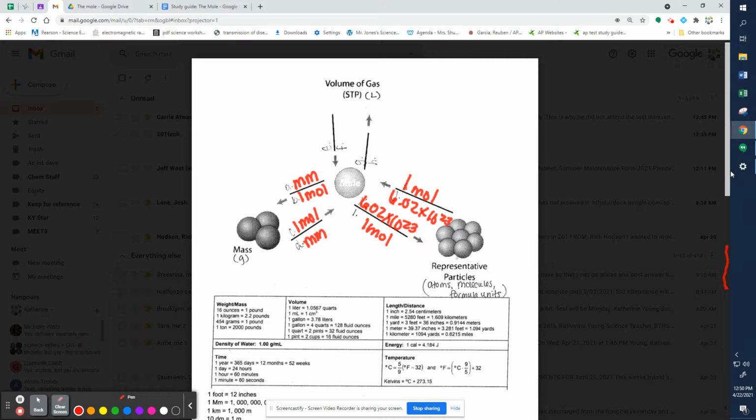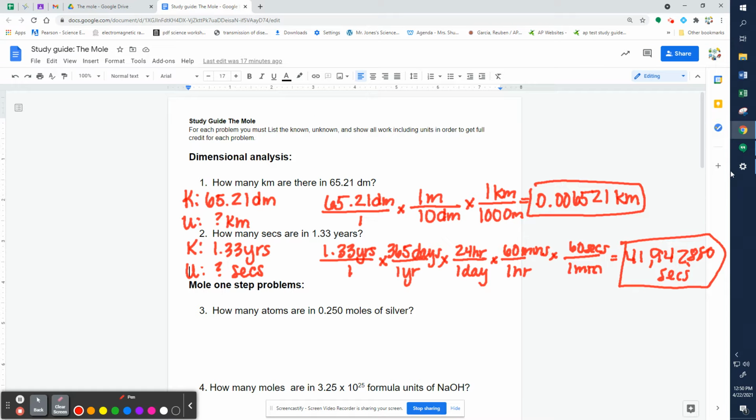Next, we have volume. And if we go from moles to volume, on top we have 22.4 liters, and on bottom we have 1 mole. If we go the opposite way, from volume to moles, you have 1 mole on top and 22.4 liters on the bottom. Using this, we can go from any one unit to any other unit. It's like our roadmap.